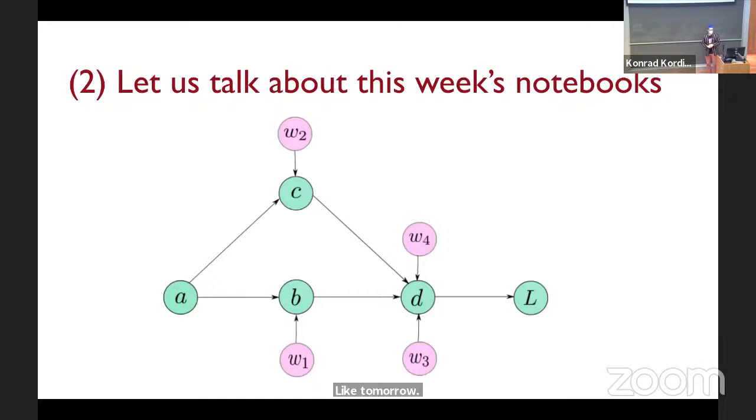Wonderful, cool. Let's talk a little bit about this week's notebooks. There was one exercise which led to a lot of confusion, and I apologize for that. So here's the compute graph. How to interpret this compute graph? If we just have multiplication, we have basically B is A times W1, C is A times W2, D is W3 times B plus W4 times C, and L is defined in terms of D.